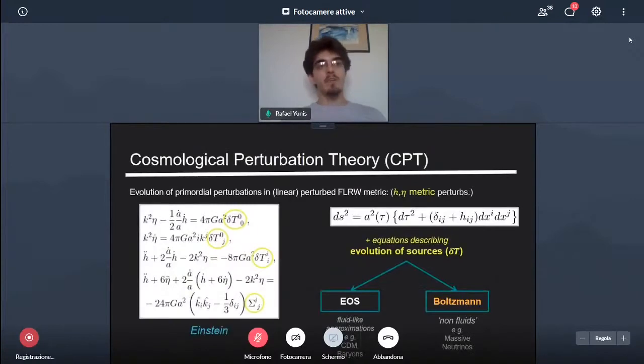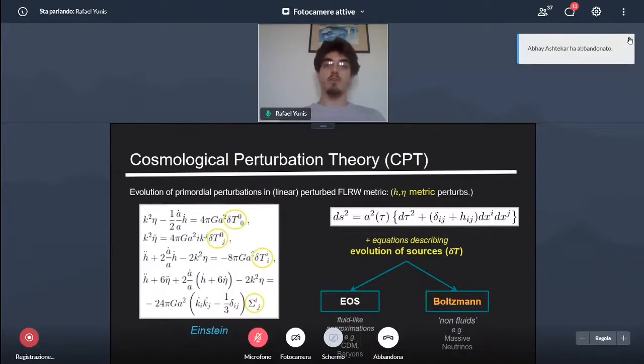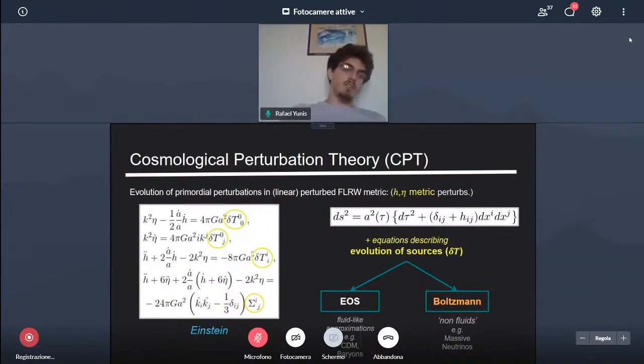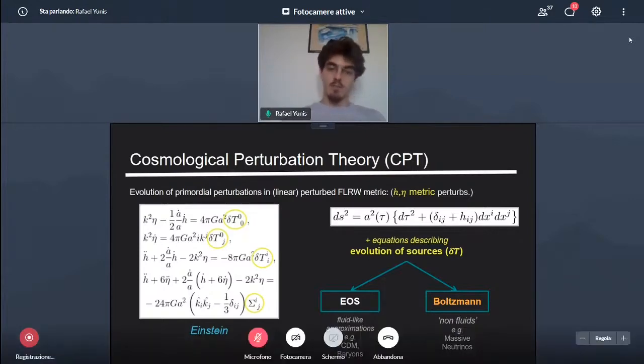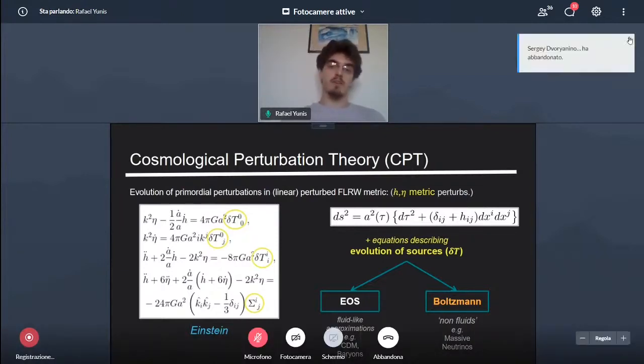Now, cosmological perturbation theory describes how primordial perturbations evolve in a perturbed universe metric. These are the relevant Einstein equations right here. We can see that they are sourced by the perturbations to the energy momentum tensor. We need another equation to describe the evolution of these energy momentum perturbations. This can be either an equation of state for species that can be approximated as fluids, or a Boltzmann equation for, let's say, non-fluid species.